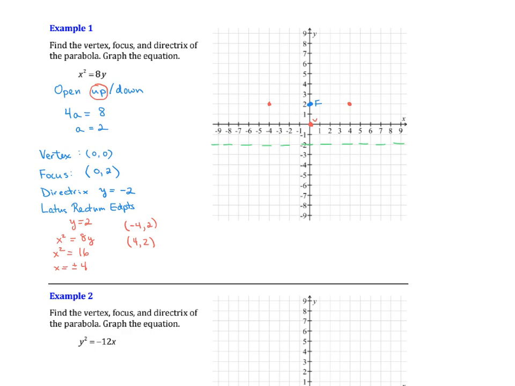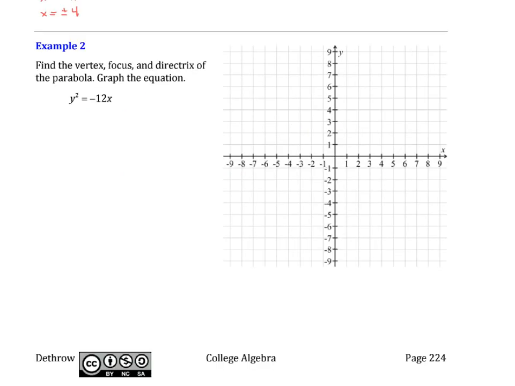And so our parabola would look like this. So you can think about the latus rectum as basically a measure of how wide the parabola is. So let's look at example 2.